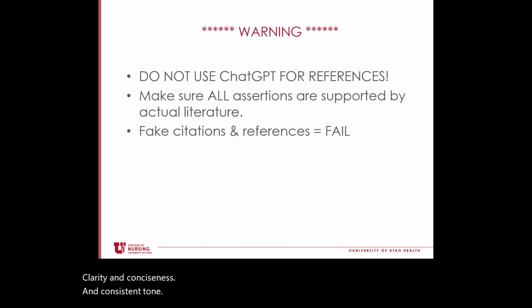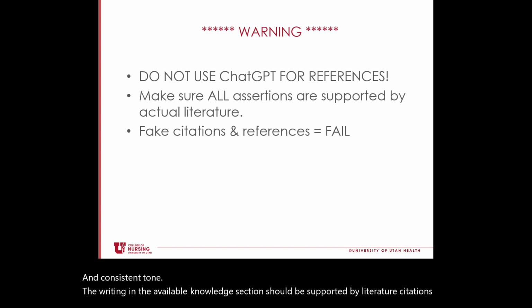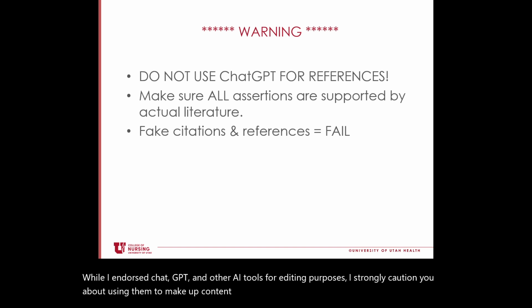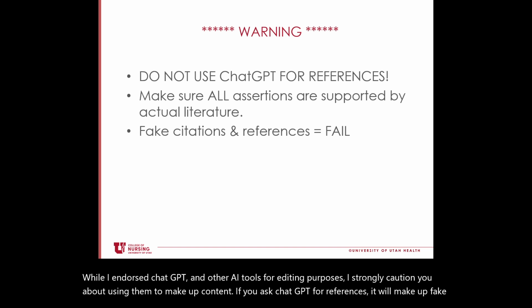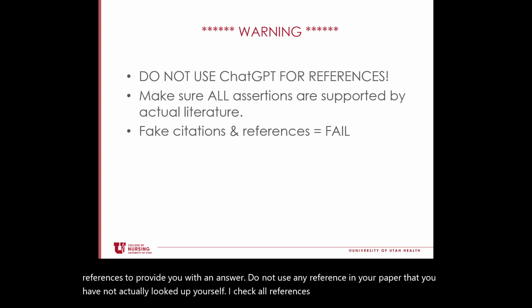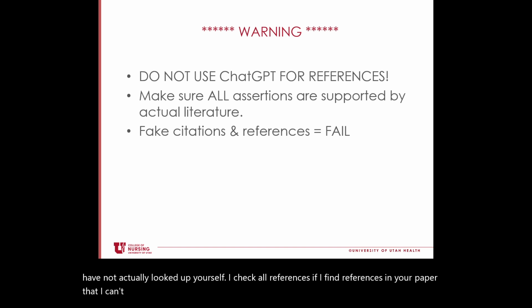The writing in the available knowledge section should be supported by literature citations. While I endorse ChatGPT and other AI tools for editing purposes, I strongly caution you about using them to make up content. If you ask ChatGPT for references, it will make up fake references to provide you with an answer. Do not use any reference in your paper that you have not actually looked up yourself. I check all references. If I find references in your paper that I can't look up myself, you will lose all credit for your assignment.